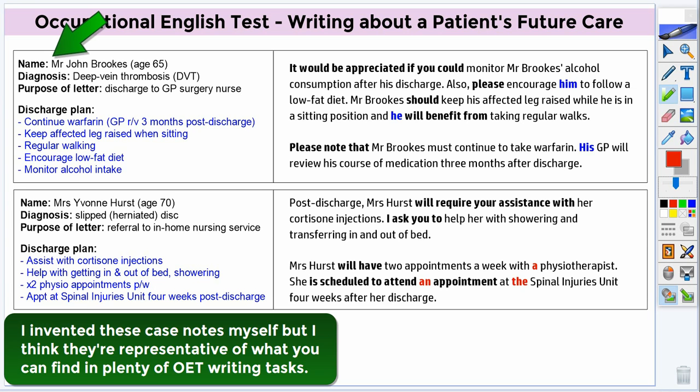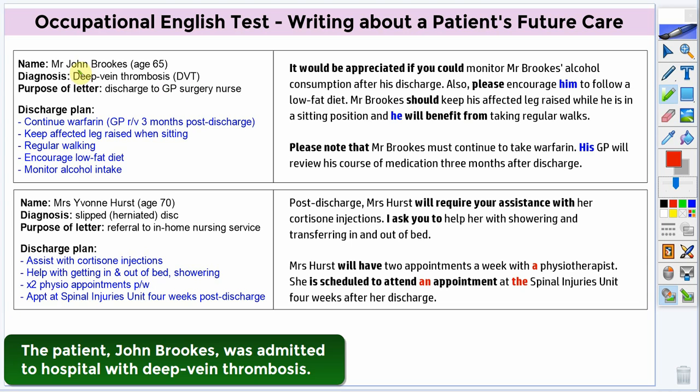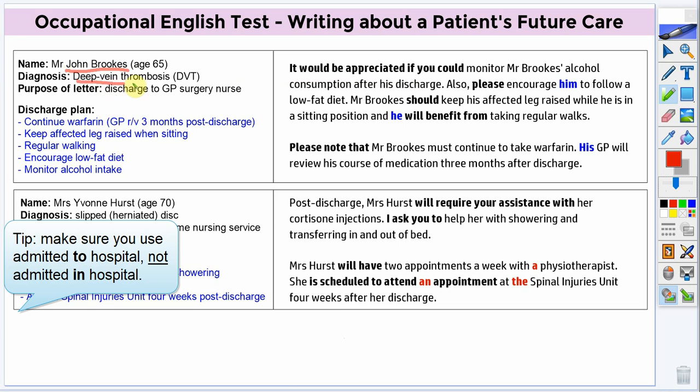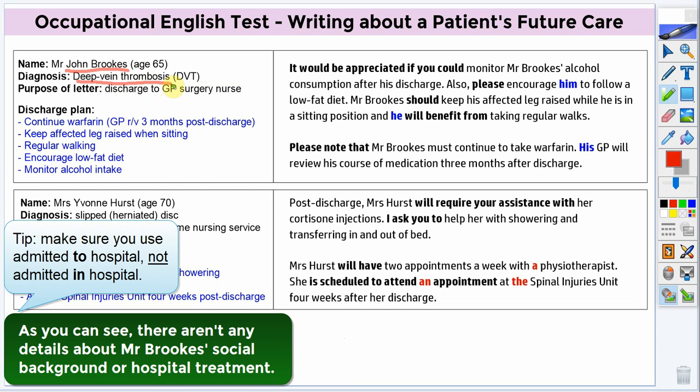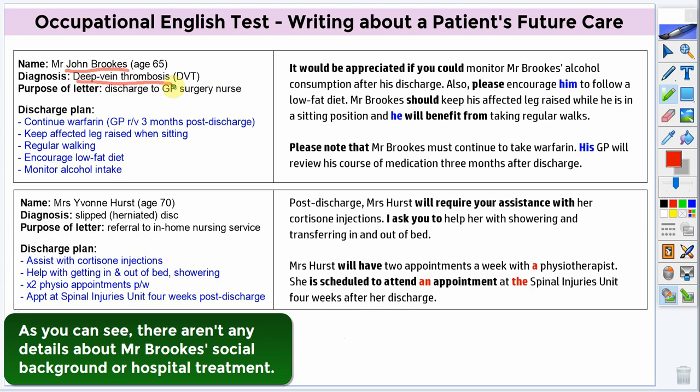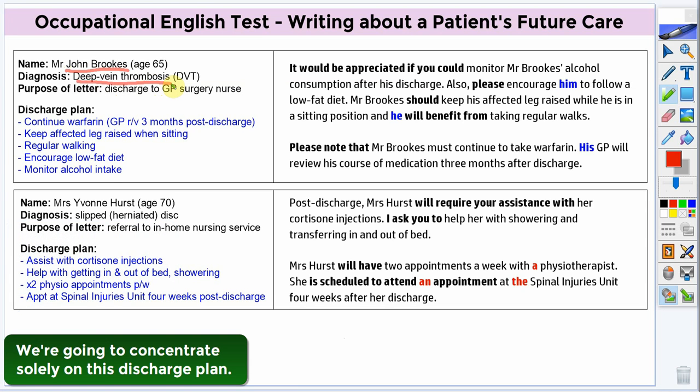I invented these case notes myself, but I think they're representative of what you can find in plenty of OET writing tasks. The patient, John Brooks, was admitted to hospital with deep vein thrombosis. As you can see, there aren't any details about Mr. Brooks' social background or hospital treatment. We're going to concentrate solely on this discharge plan.